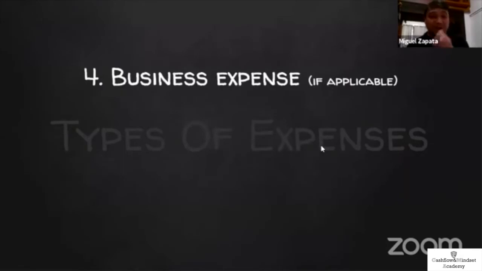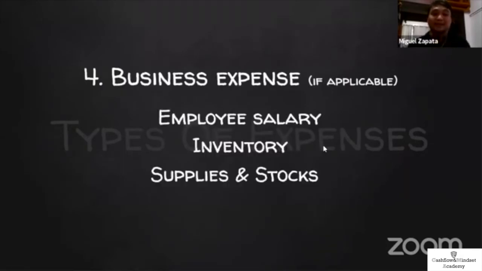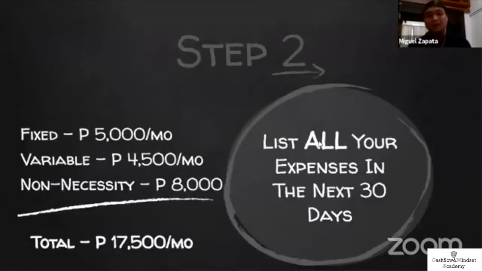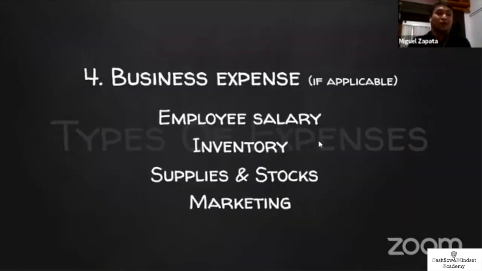Another example, if applicable lang to, since meron naman tayo na nagbe-business, we have expenses like employee salary, inventory, like when we get supplies and stocks. It's also expenses like when we advertise, marketing. So those are the types of expenses we all have. So kinategorize ko lang siya na ganun para it's easier to identify for the next few steps na gagawin natin later on. Okay? So far, so good. Just say yes na lang if it's good.